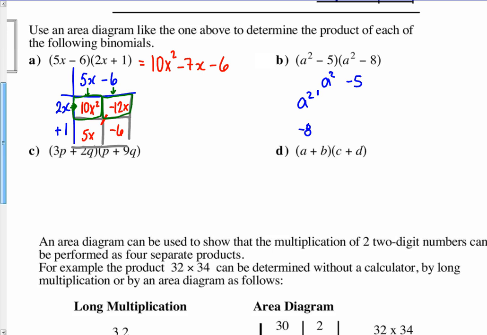Now we are going to learn an algebraic method today. But until then, we're just going to go through a couple different methods. The first method is algebra tiles. The second is grid. And then third we're going to do is algebraic.